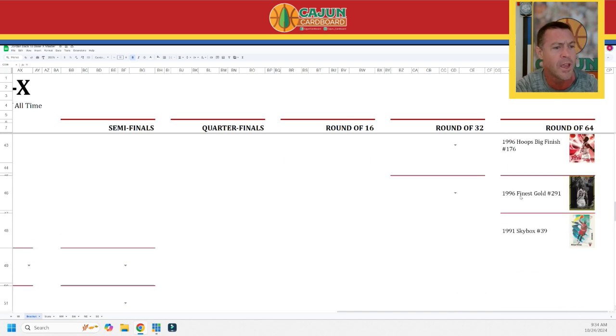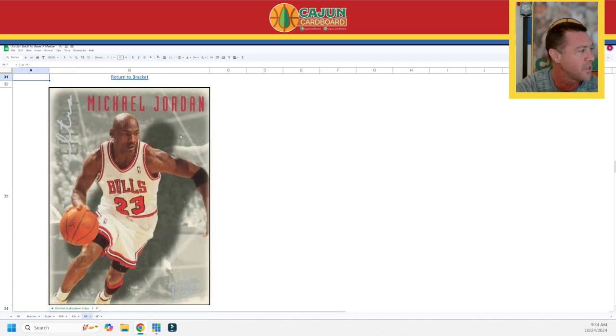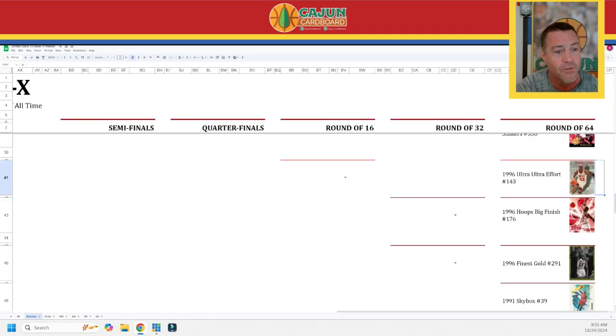Where am I? Okay, yeah, so I got a couple more matchups. The Ultra Effort, 1996 Ultra Effort number 143 is a platinum medallion version of this card. And then 96 Hoops Finish. I think this is going to be the closest matchup in round 1. I'll be quite honest with you. Here's what the Ultra Effort looks like. Real clean, borderless Jordan card right there, versus the Big Finish.